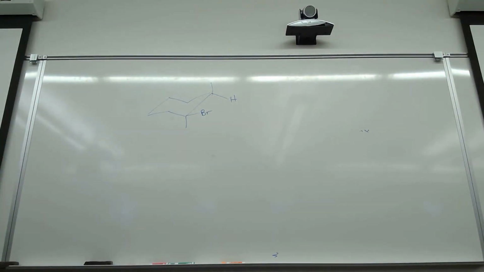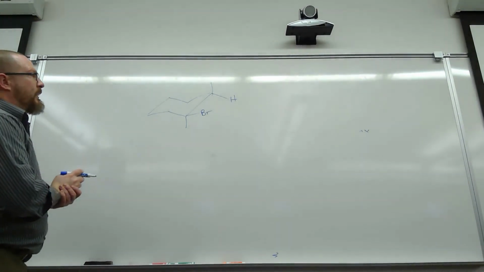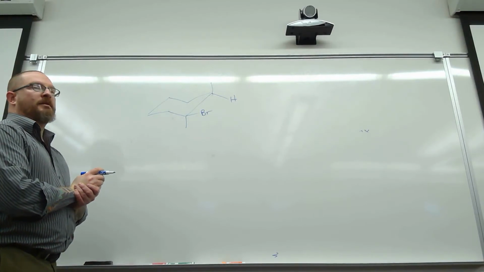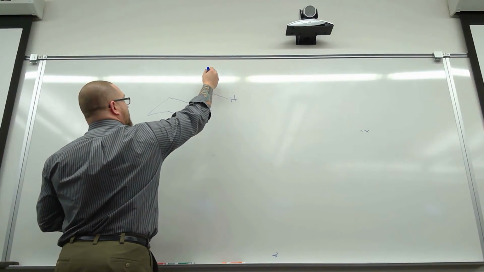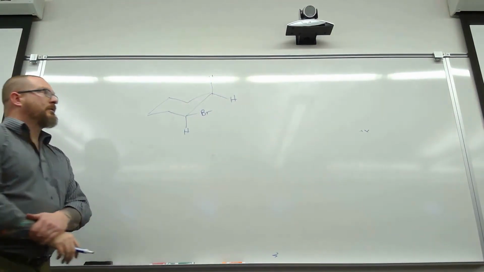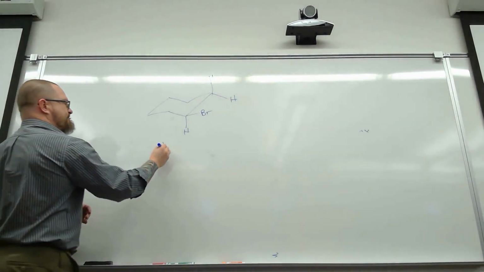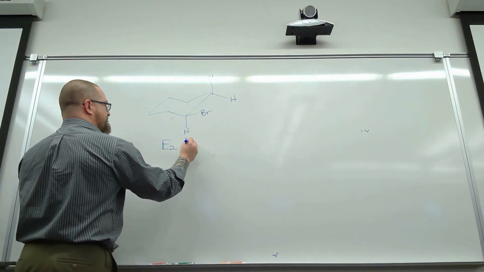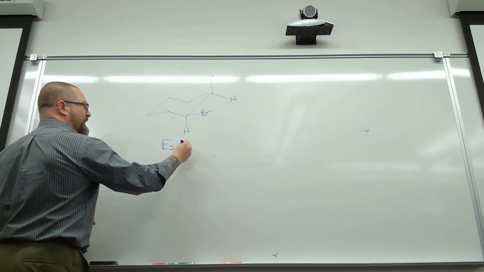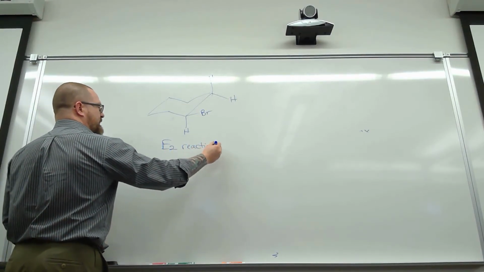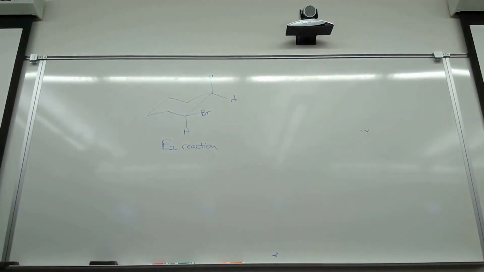Can this cyclohexane with bromine undergo an E2 elimination? It's not an E2, that's redundant. It's an elimination, an E2 reaction. Not in that conformation. Not as drawn in that conformation.